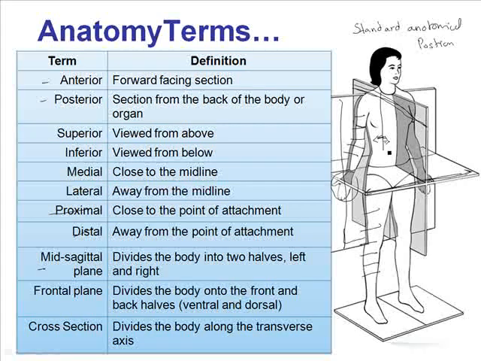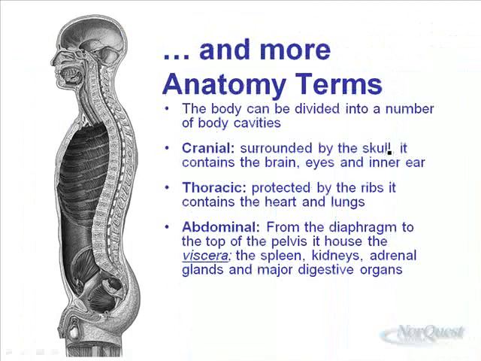So those are some basic anatomy terms. It helps to get familiar with them, so that when we're looking at pictures, we can have an idea as to where these organs or where these tissues are in relation to a complete body.